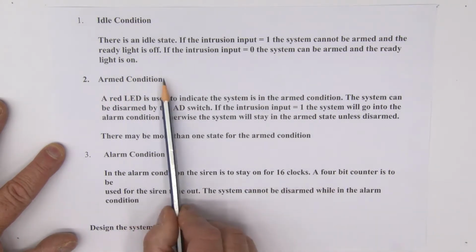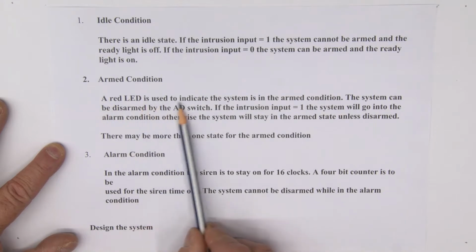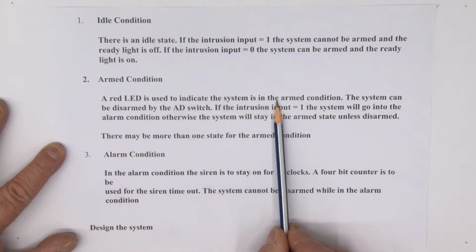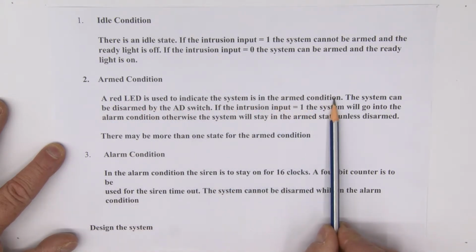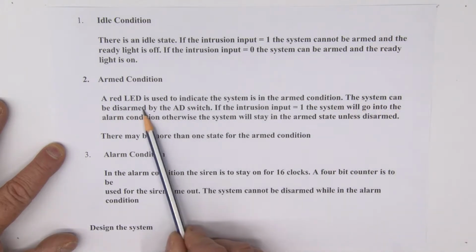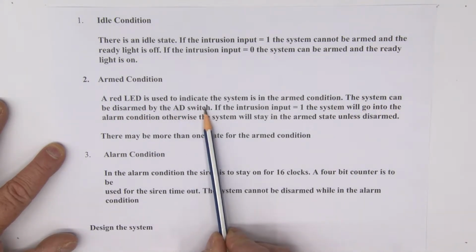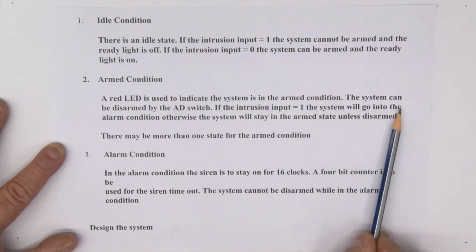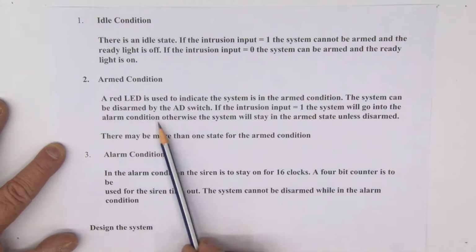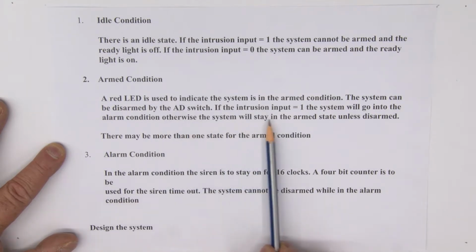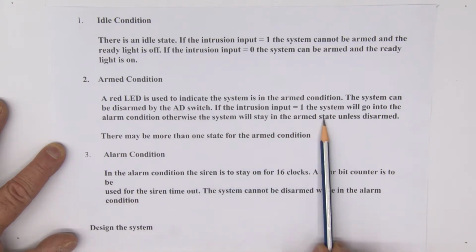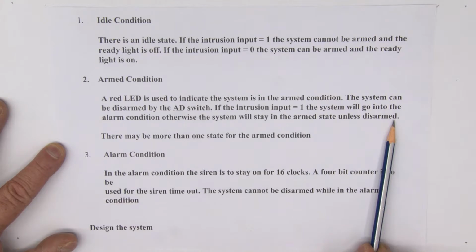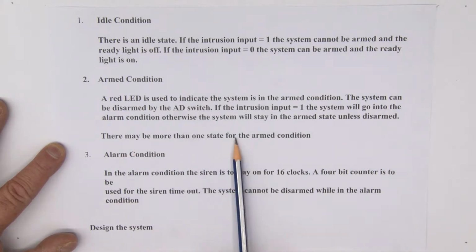Let's talk about the armed condition. A red LED is used to indicate the system is in the armed condition. The system can be disarmed by the AD switch. If the intrusion input becomes a 1, then the system will go into the alarm condition. Otherwise, the system will stay in the armed state unless disarmed. There may be more than one state for this armed condition.